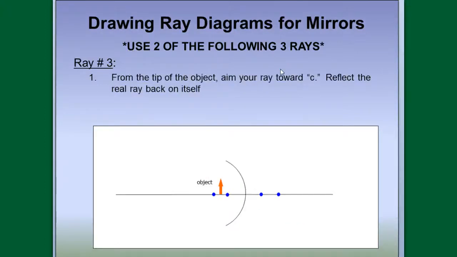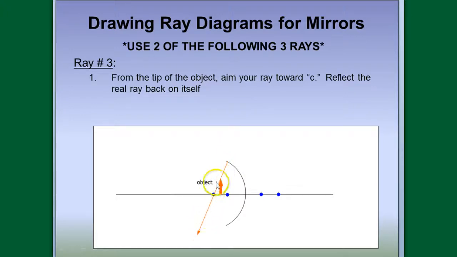Ray number 3 is fairly easy. Again, we start at the tip, and what you would do is put a straight edge along a line that goes through the center of curvature to the mirror. This ray goes to the mirror along that line and hits the mirror at a 90-degree angle here, and therefore reflects back on itself through the center of curvature. So ray number 3 looks like this. It went from the tip of the arrow to the image and is reflected back on itself.